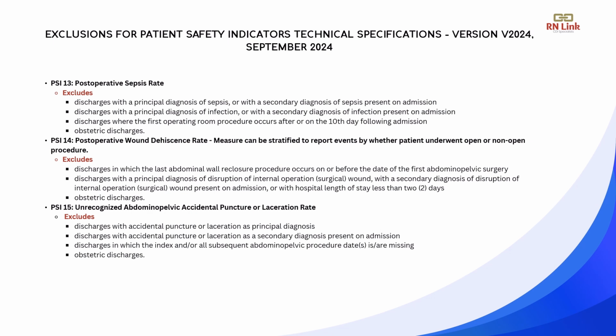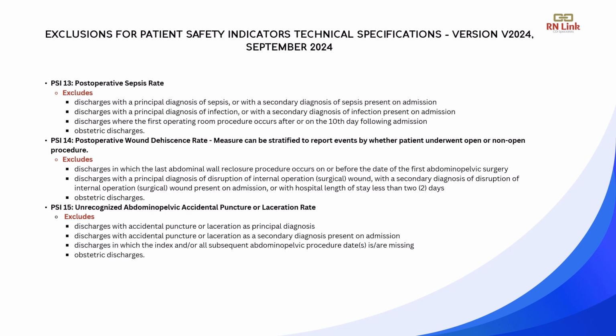Excludes discharges in which the last abdominal wall reclosure procedure occurs on or before the date of the first abdominopelvic surgery. Discharges with a principal diagnosis of disruption of internal operation surgical wound, with a secondary diagnosis of disruption of internal operation surgical wound present on admission, or with hospital length of stay less than 2 days. Obstetric discharges. PSI 15, unrecognized abdominopelvic accidental puncture or laceration rate.